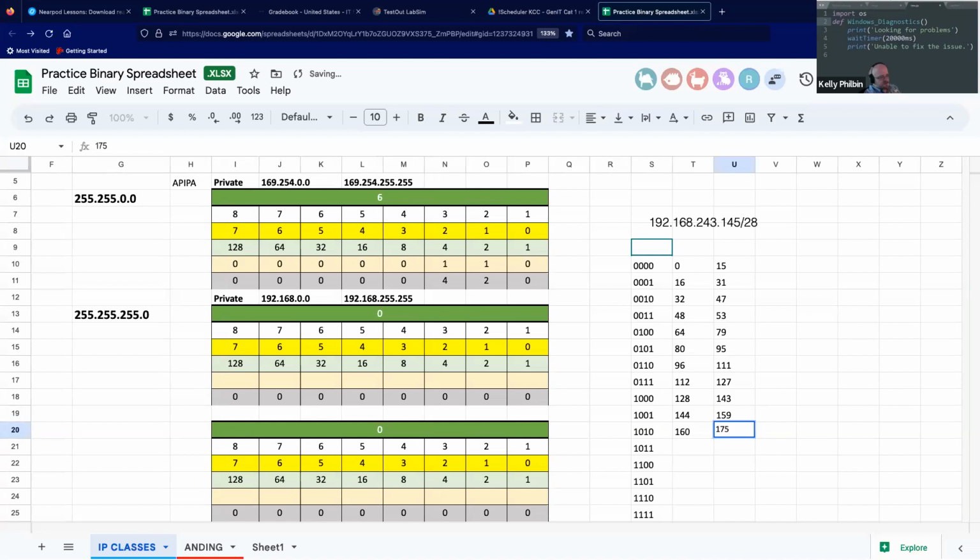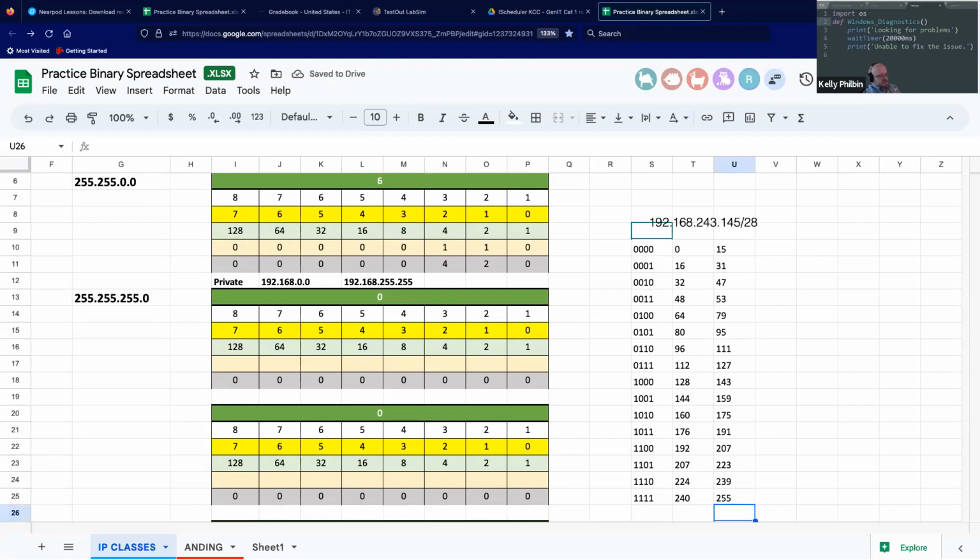160 to 175, 176 to 191, 192 to 207, 208 to 223, 224 to 239, 240 to 255. So do we see where our ranges came from? Yeah, it just clicked for me. And then 145 falls into this network here, 1001, because it's in between 144 and 159.